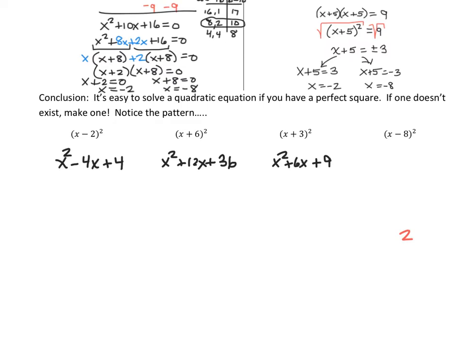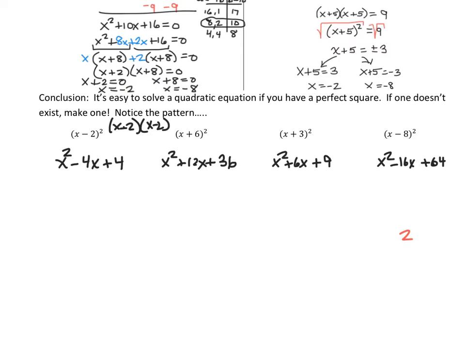x minus 8 squared. The first term gets squared. The second term gets squared. Negative 8 times negative 8 is a positive 64. And the middle term is twice their product. So negative 8 times x is negative 8x times 2 is negative 16x. Now, I want you to get comfortable with this. I did that quickly, but remember, when in doubt, write it out. So if you ever were confused about where that middle term comes from, you would write out x minus 2 times x minus 2 and do all the distribution to see where that middle term comes from.